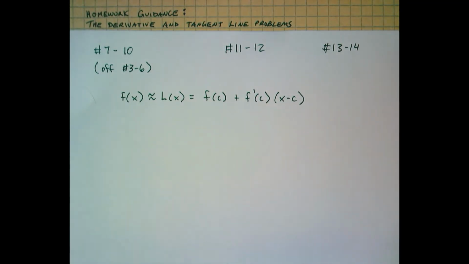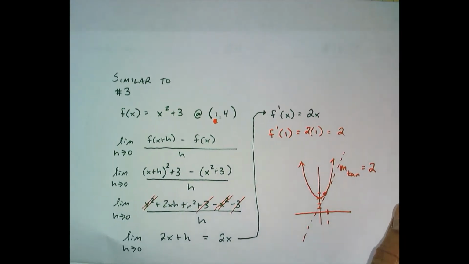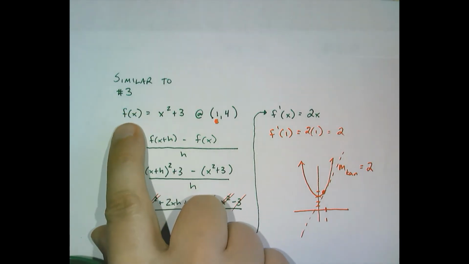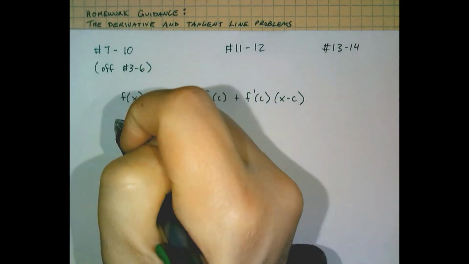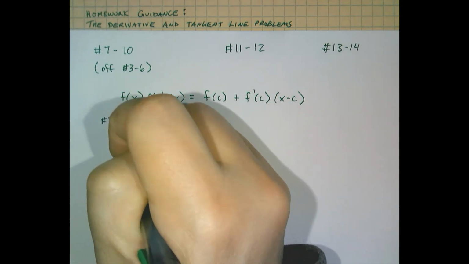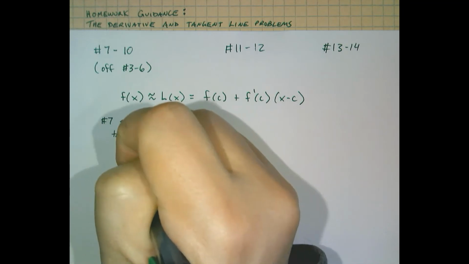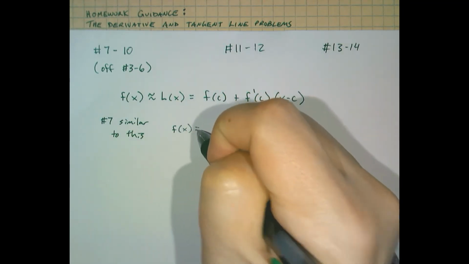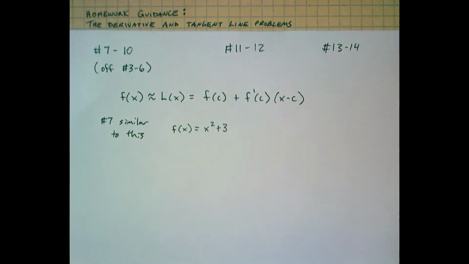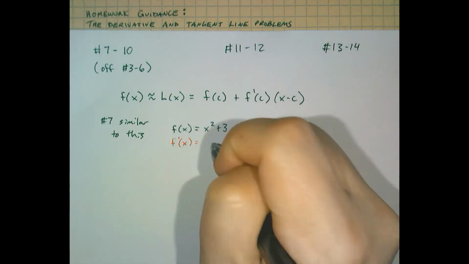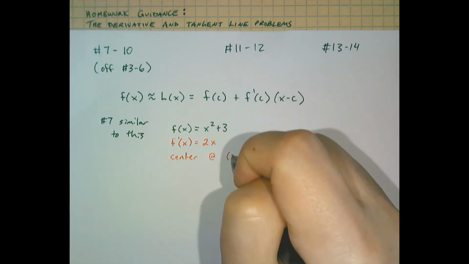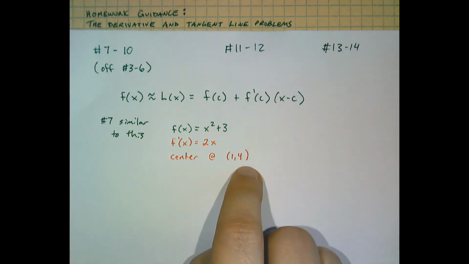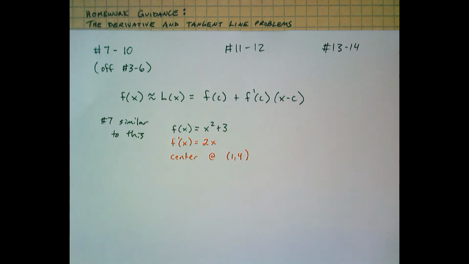And for those who watched the last video, example 3 that I gave you is similar to homework problem number 3. Here's the function, here's the derivative, and here's the center. Given this setup from the last video, number 7 is similar to this problem. I was told f of x equals x squared plus 3. I found f prime of x to be 2x, and I centered it at the point 1, 4. Okay, that was given information. As we fill out all this information, we should be able to answer the question quite simply.